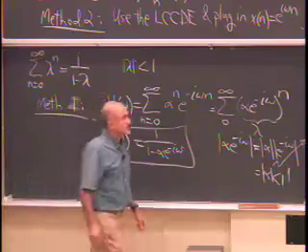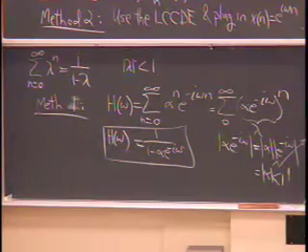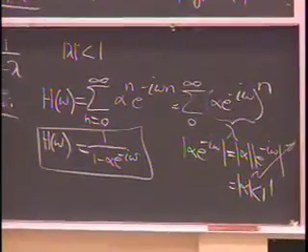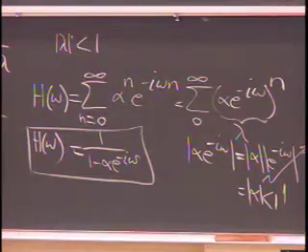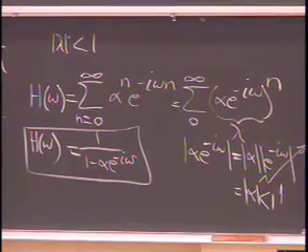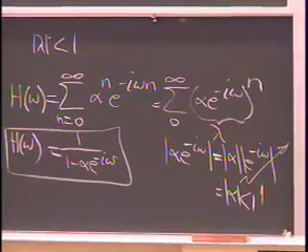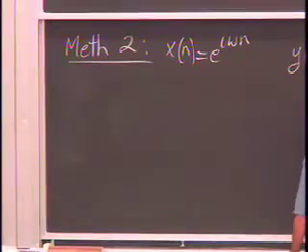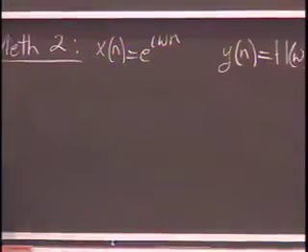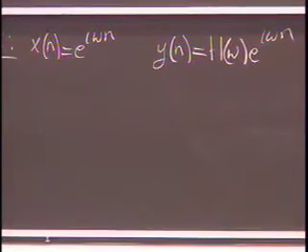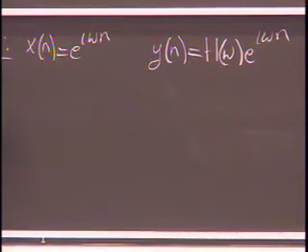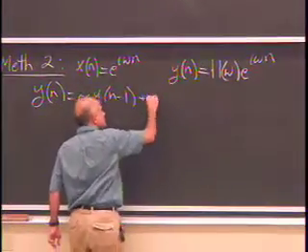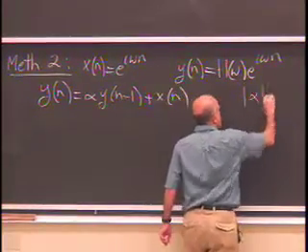Okay? Method 2, you plug in x of n equals the complex exponential. What would the output be? H of omega e to the I omega n. So looking at the equation, let me write the equation again. y of n equals alpha y of n minus 1 plus x of n. Again, alpha is less than 1.